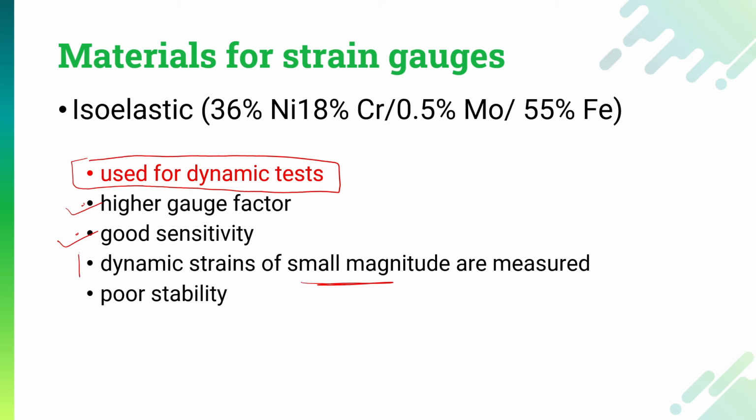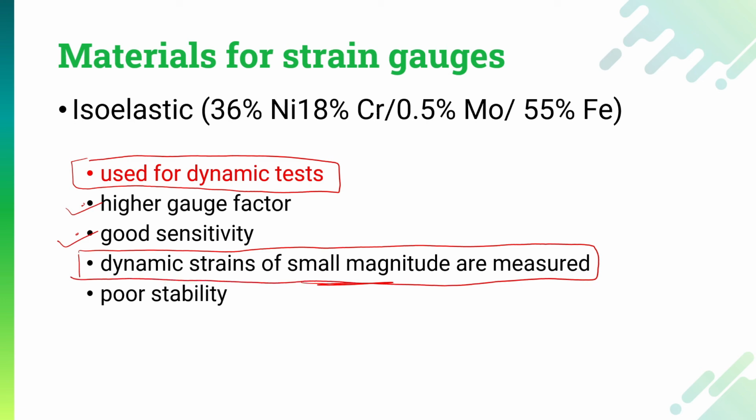That's why they are used for the dynamic strain when a small magnitude is to be measured. But as it has a higher gauge factor, as we discussed in the previous slides, it has poor stability.